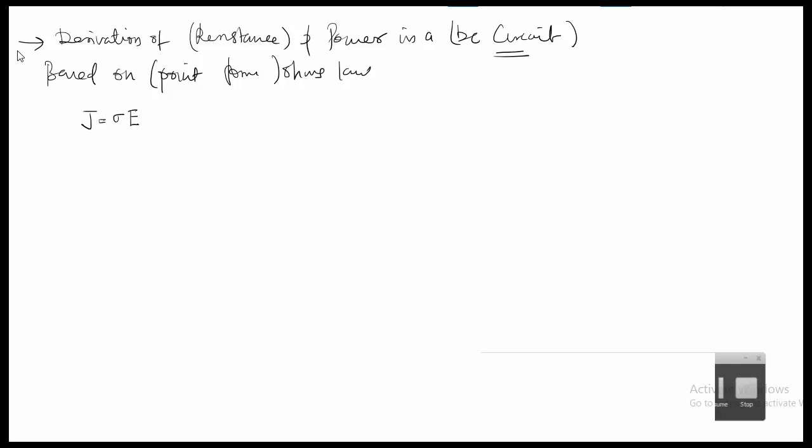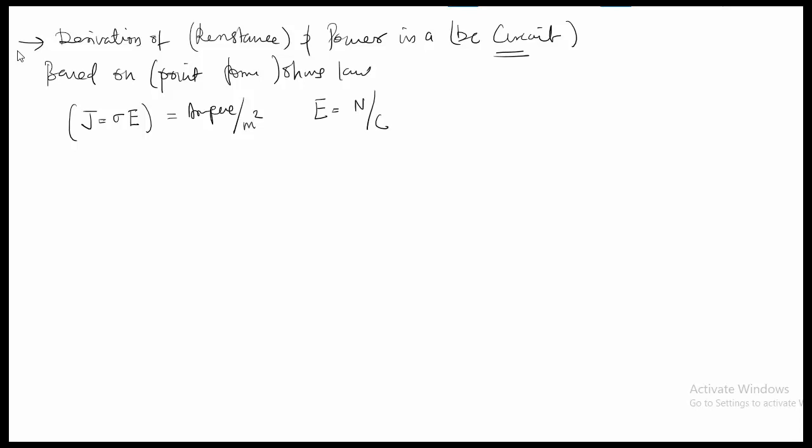conductivity into electrical field intensity, and the unit of the current density is ampere per meter square, and electrical field intensity is given by Newton per Coulomb, and sigma is the conductivity, and the inverse of the conductivity is known as the resistivity.